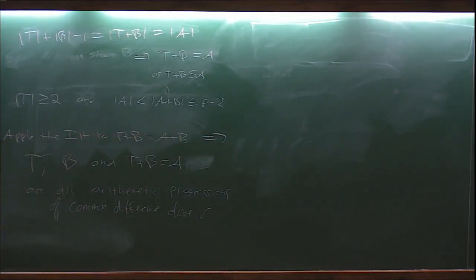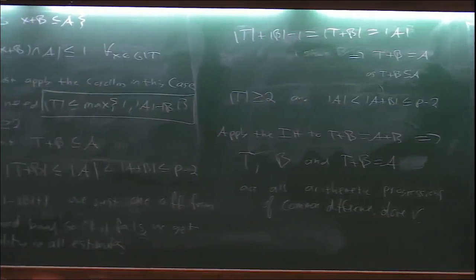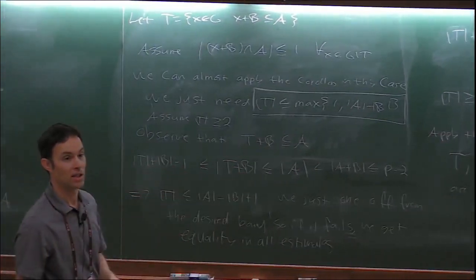That one case of equality where we didn't quite get the bound good enough, we realized we can apply the induction hypothesis to this special set, T plus B, and everything falls through. So that means we actually get this over here. T has to be at most 1 or A minus B. And we can apply that little corollary there to say that there exists an X that does the trick.